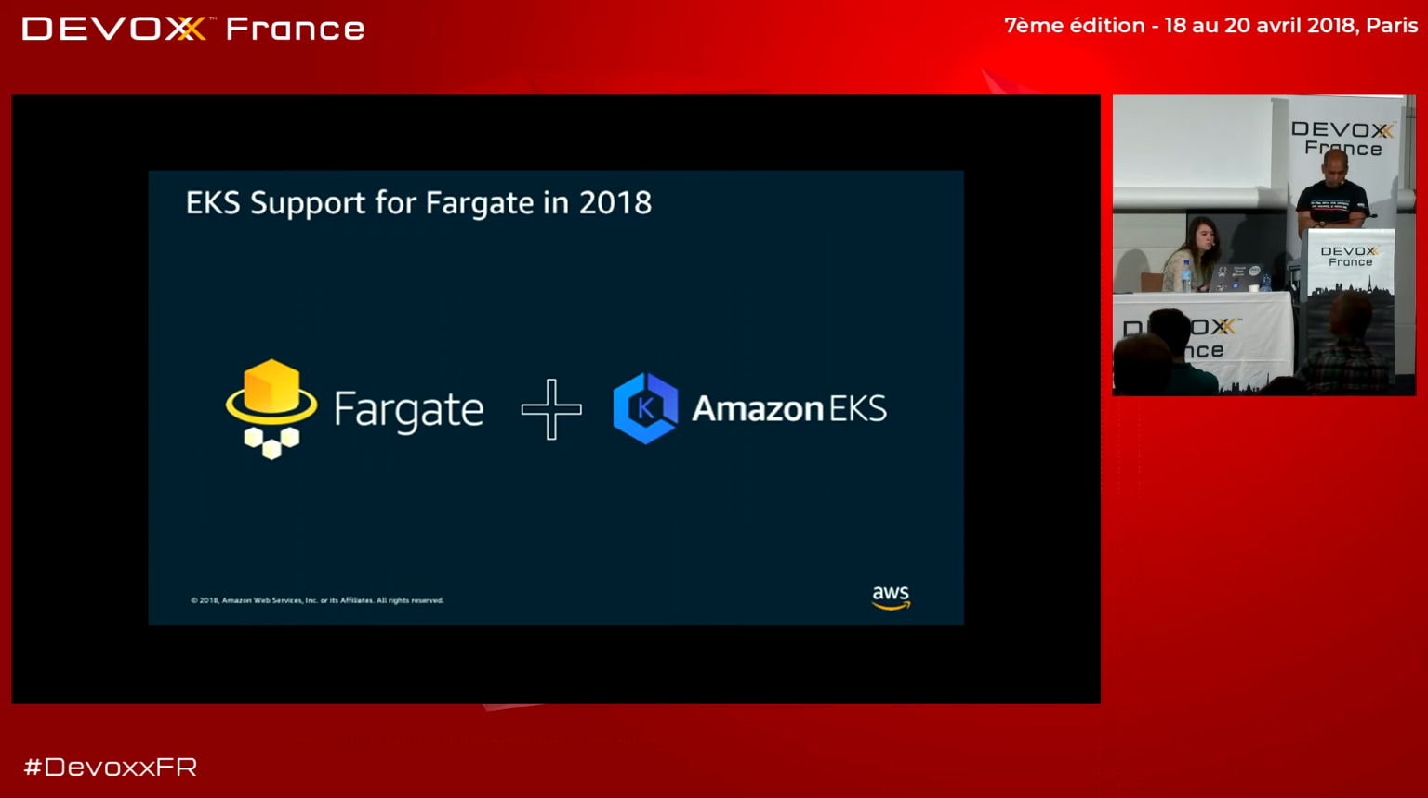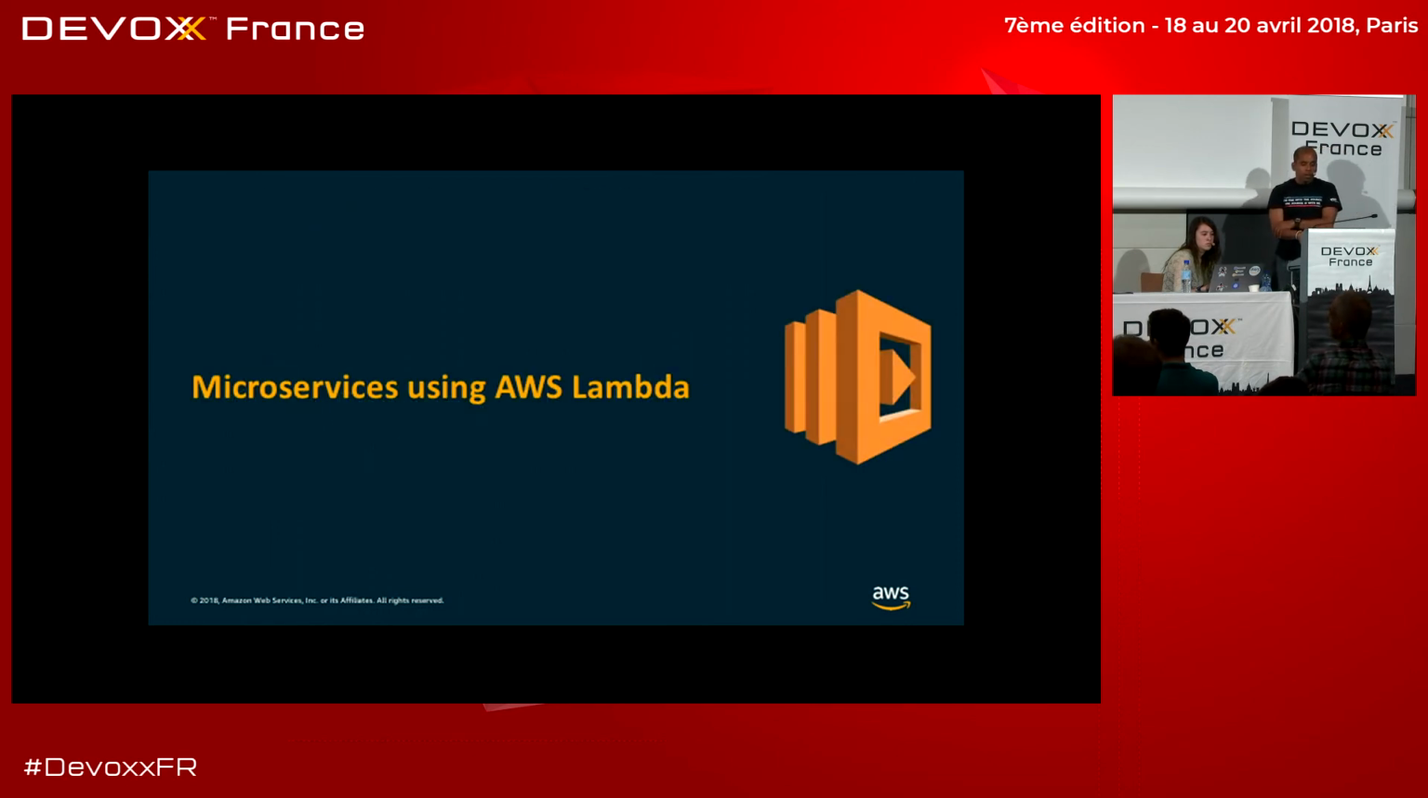Okay, and I guess we'll keep going. This is the last part of the presentation. We still have about 45 minutes to go, but let's take a look at it. How do we deploy the exact same set of microservices, this time using Lambdas?